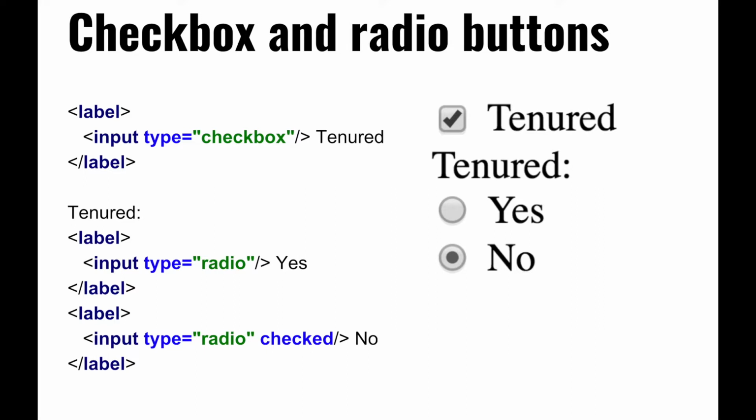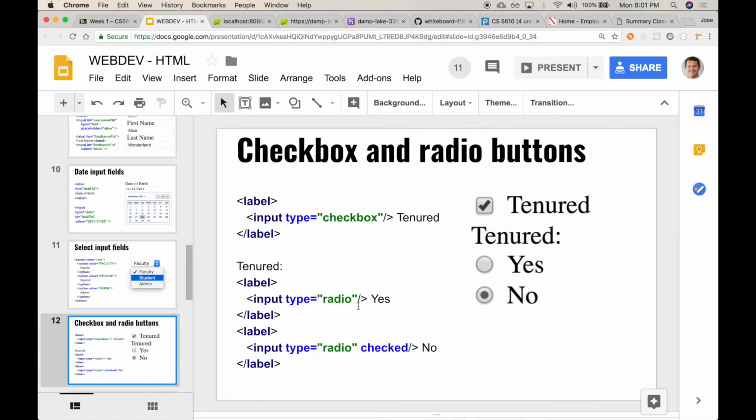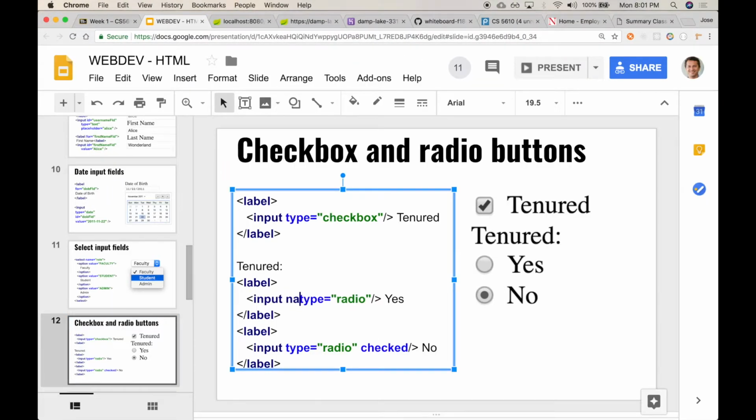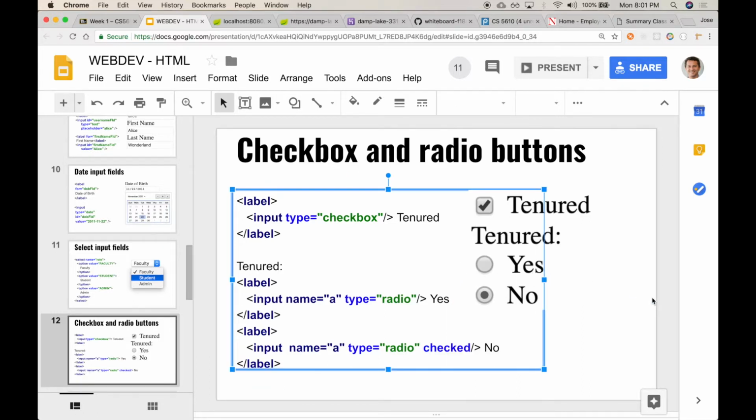Here we don't have a name, so for instance, you might have name A here, and just because I don't have enough space here. There we go. So now the browser knows that these two, since they have the same name, are mutually exclusive. If I click on one, it'll unselect the other, and vice versa. Meaning that if this gets submitted, the server would see A is equal to no or A is equal to yes. That's what gets submitted to the server.